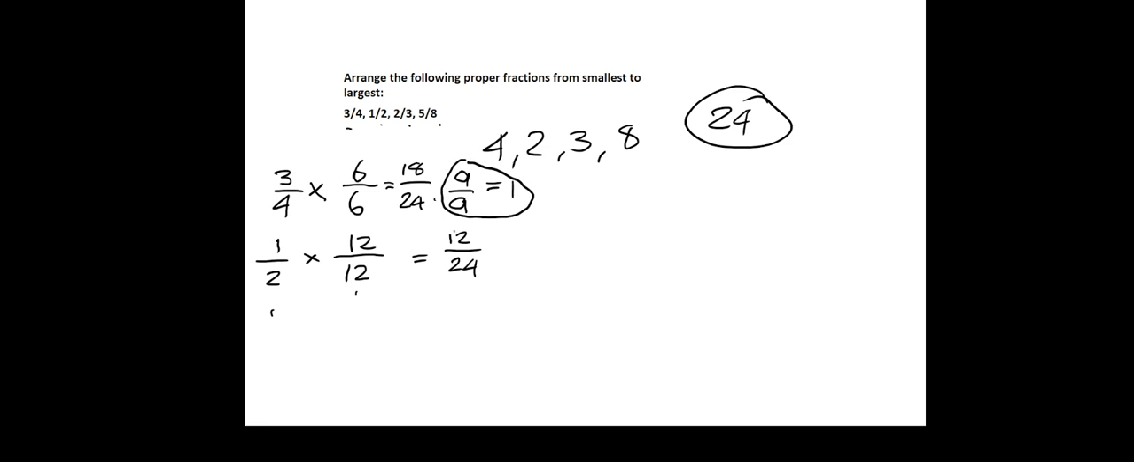See how we're rewriting these so that they have the same denominator? Okay. 2/3 times, now what do we have to multiply 3 by to get 24? The answer is 8. So 2/3 times 1, which is 8 over 8. So it's going to be 16 over 24. And lastly, 5 over 8. What do we have to multiply the 8 by to give us 24? Well, it's going to be 3.